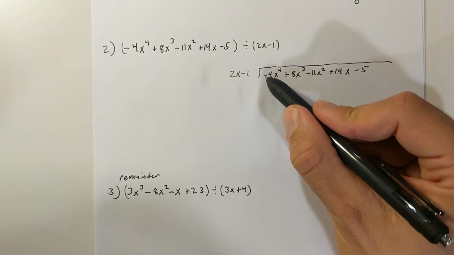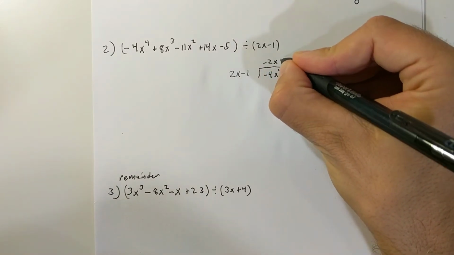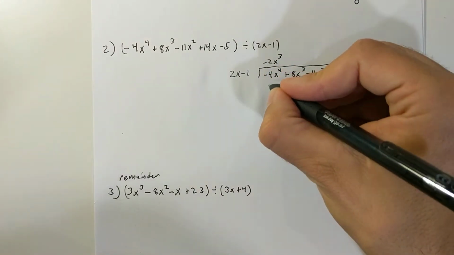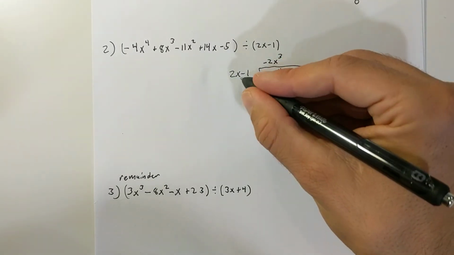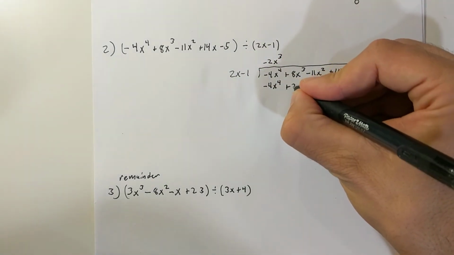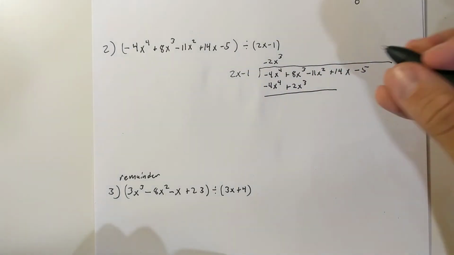Okay, I need to get a negative 4x to the fourth from a 2x. Well, that's going to be negative 2x cubed. That's going to give me my negative 4x to the fourth when I multiply it by 2x, and it's also going to give me a positive 2x cubed. Now I subtract.